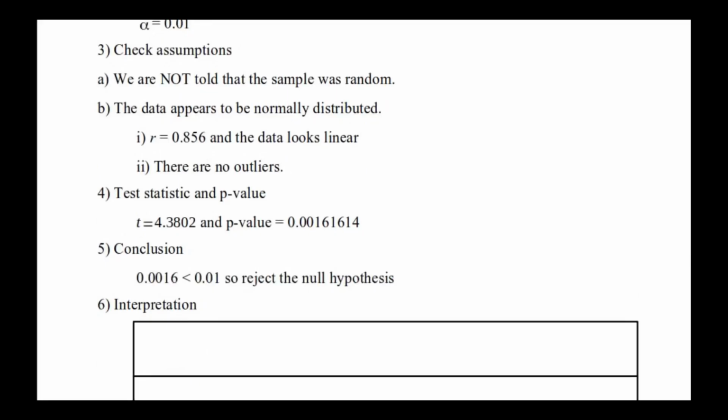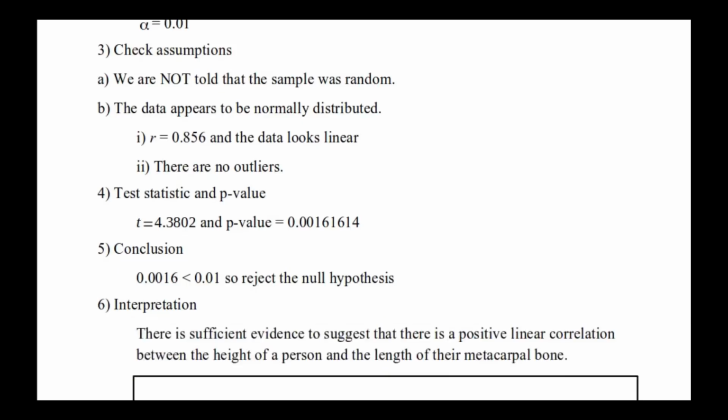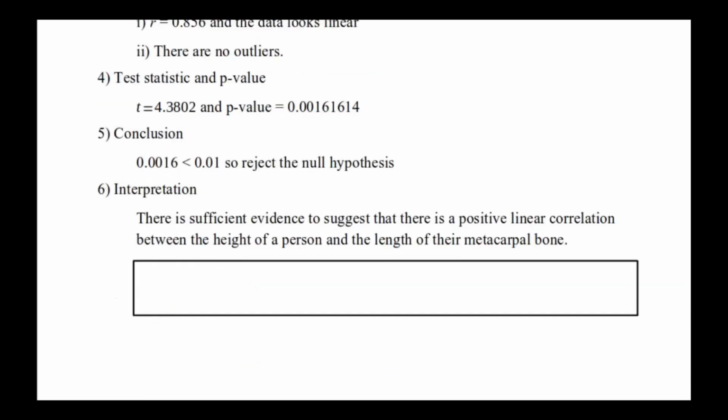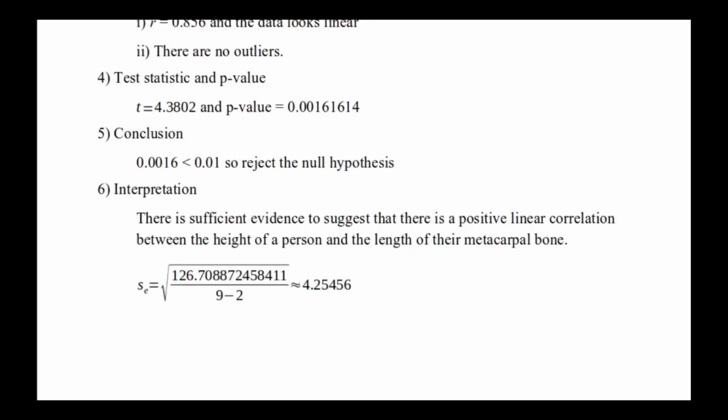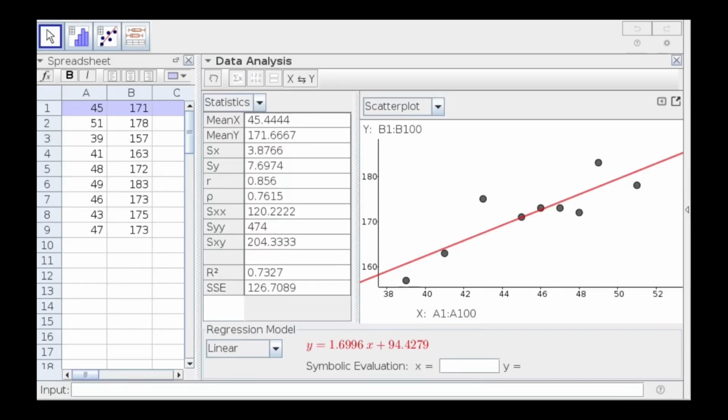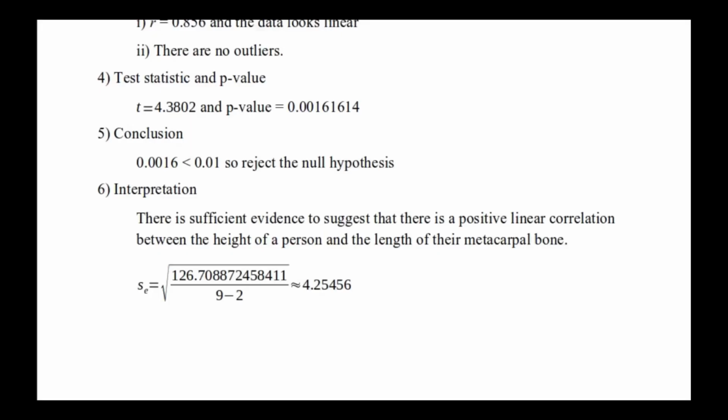We then state the conclusion. When we've converted that percentage into a decimal, 0.0016 is less than alpha, so we reject the null hypothesis. That is, there is sufficient evidence to suggest that there is a positive linear correlation between the height of a person and the length of their metacarpal. We then want to compute the standard error. So we go back to our analysis. That tells us the SSE. We use that to find the standard error.